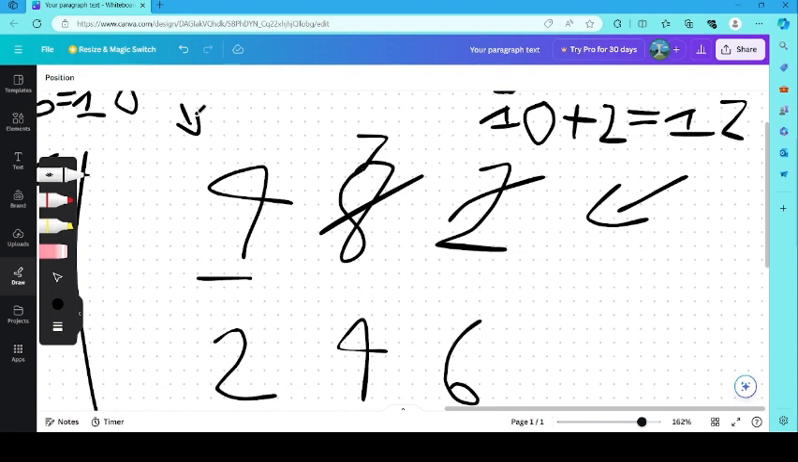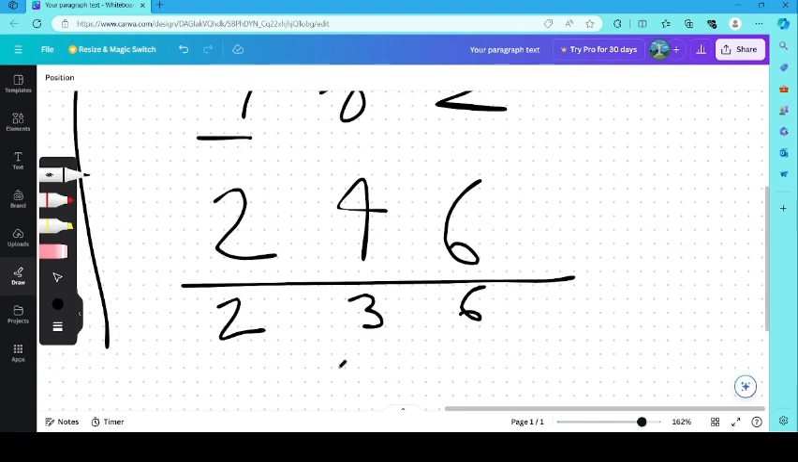I hope that 3-digit subtraction with regrouping really helped you out today.